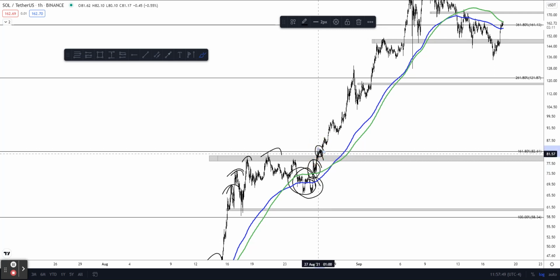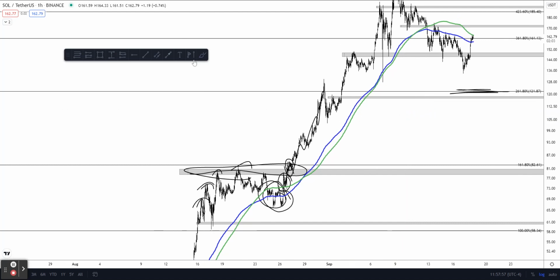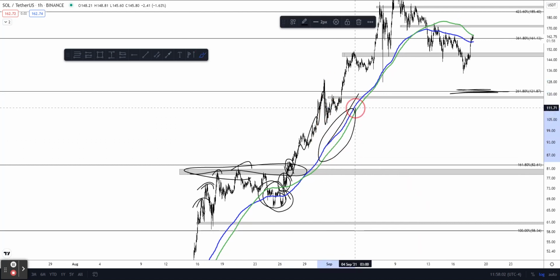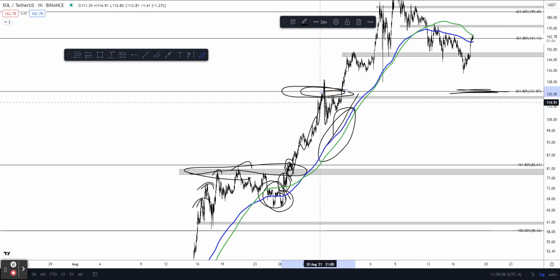We break out above new all-time highs. We flip this supply zone into support. And what do you know? We continue our price discovery into the next fib, right? Next fib sees a reaction and the trend is still the trend. We're still well above these hourly 200s. So to me, this 2.618 was just a take profit.